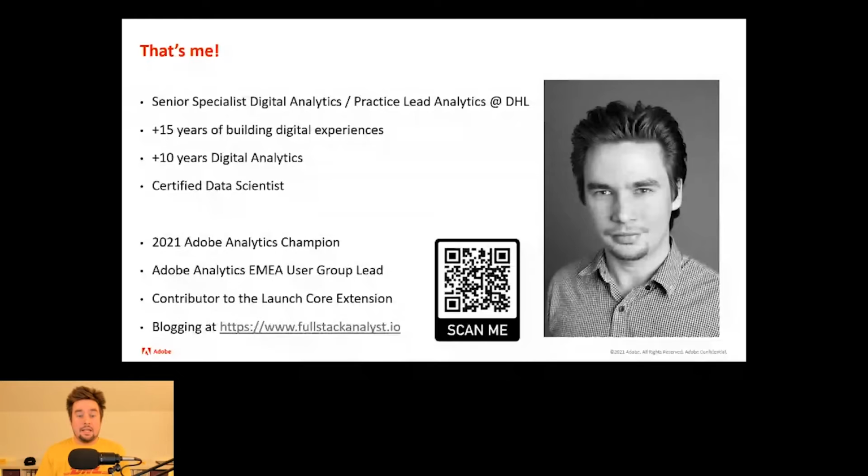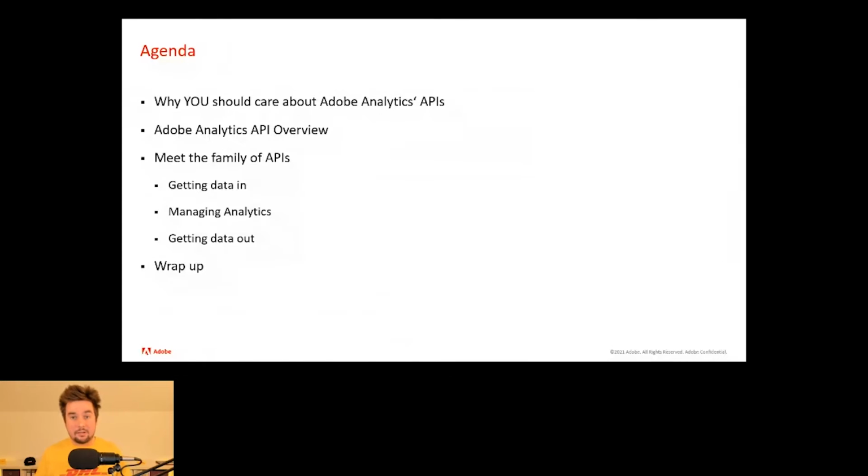So let's get started with the actual agenda for today. I'm first going to start with why you actually should care about all the Adobe Analytics APIs. Then we're going to take an overview of all the different types of APIs that exist. And then we're going to dive really deep into how to get data into Adobe Analytics, how to manage the data in the tool Adobe Analytics, and then also take a brief look at how to get the data out again. And then we're going to have a nice little wrap up at the end.